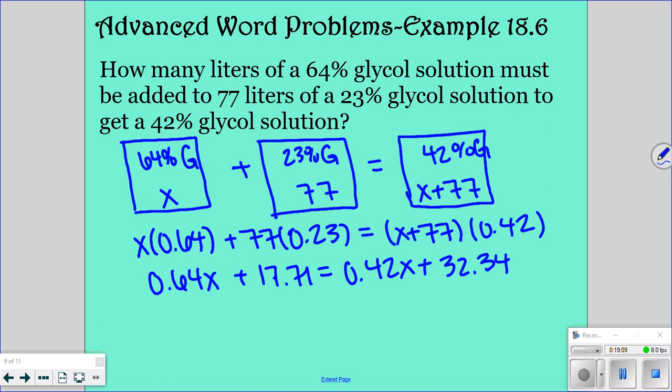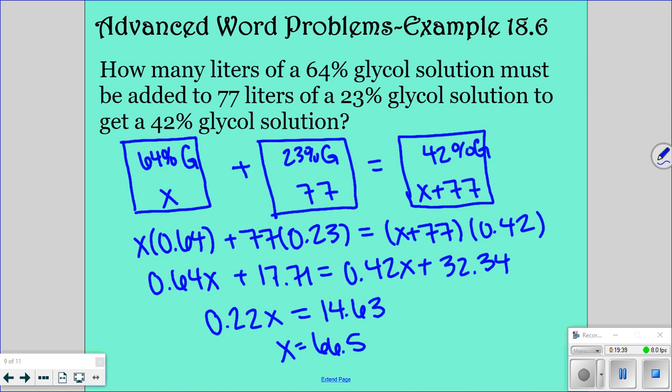So 64% minus 42% is 22%, so 0.22. And then if you subtract 32.34 minus 17.71, you'll get 14.63. And then if you divide, you should get 66.5. And it is possible that you're going to get decimals on these, and that's okay.